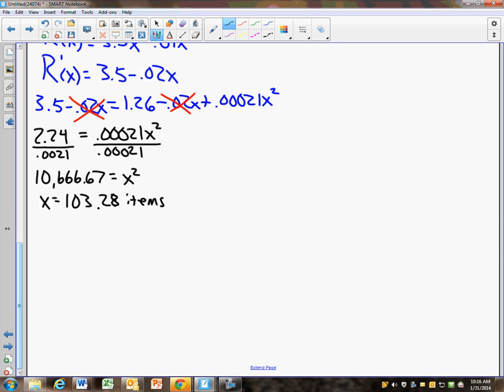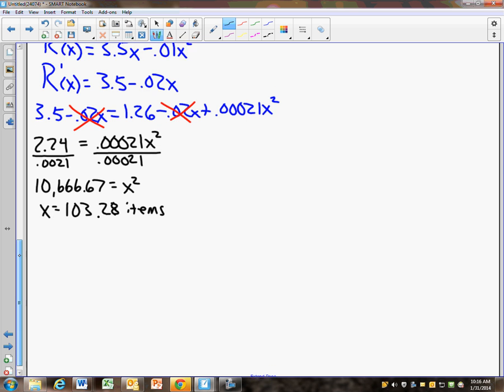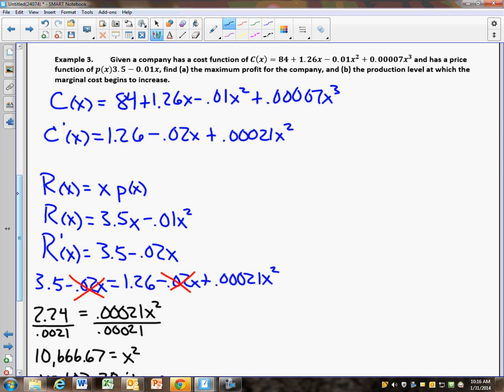Did I answer the question? You gotta plug it in. Plug it in where? Yeah, so we gotta plug it into both R of X and C of X and subtract them. Remember that if we want to find P of 103.28, you gotta take R of 103.28 and subtract off C of 103.28.